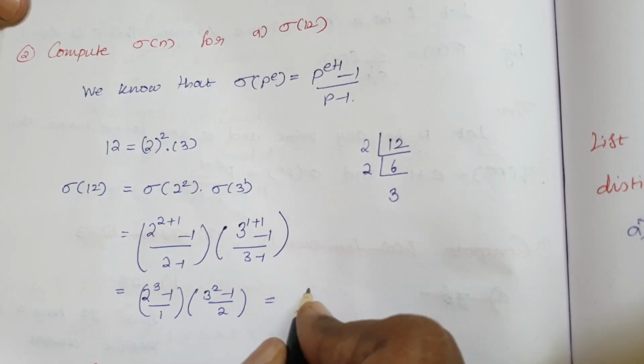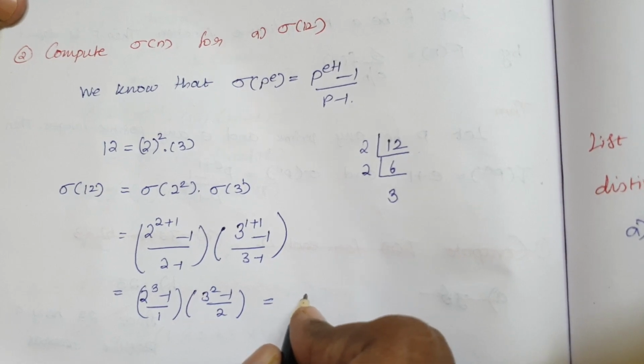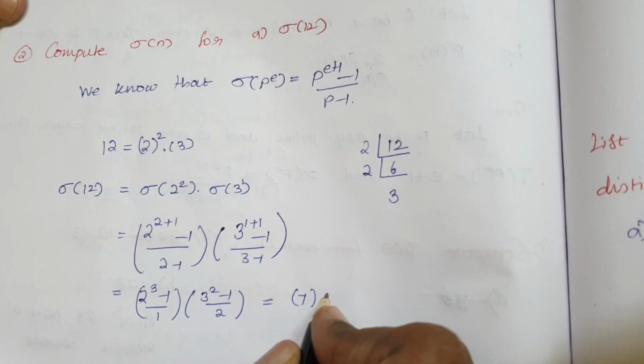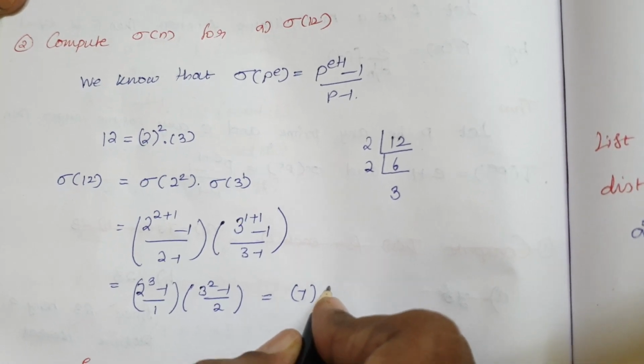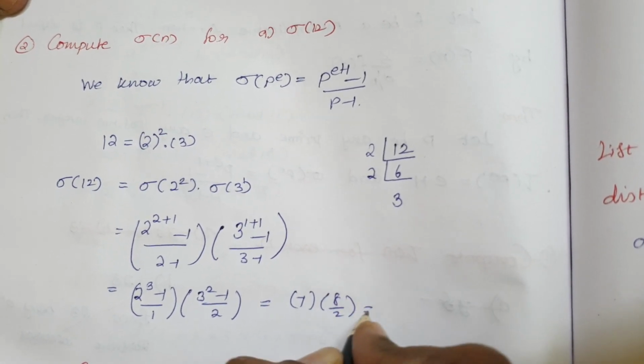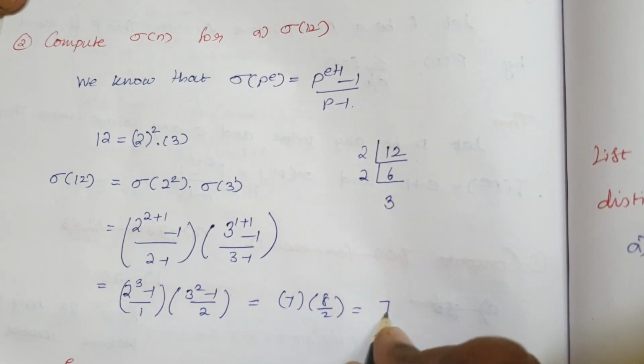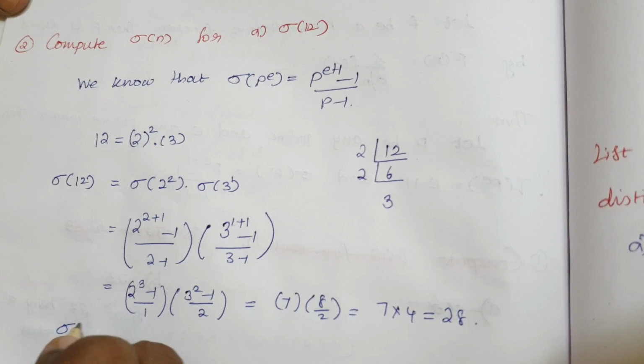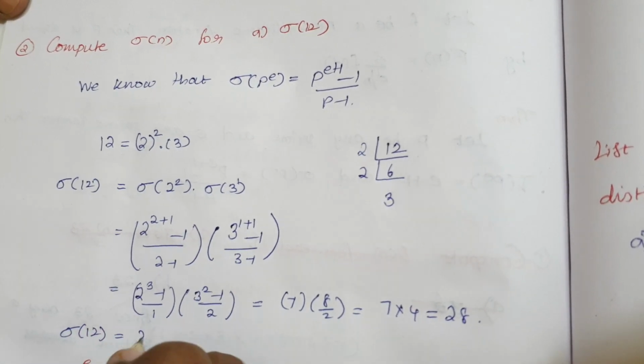We know the value of 2 cube is 8. 8 minus 1 is 7. And 3 squared is nothing but 9. 9 minus 1 is 8, divided by 2, which is 4. So 7 into 4, the answer is equal to 28. Therefore, sigma of 12 is equal to 28.